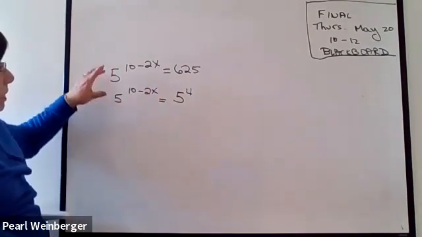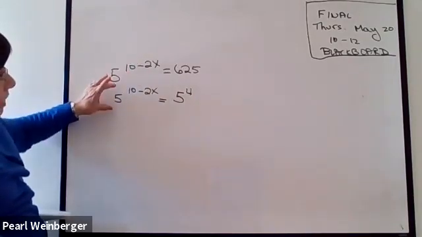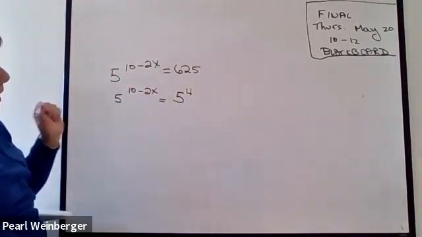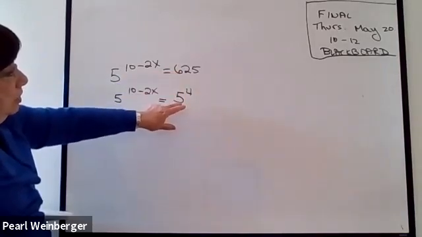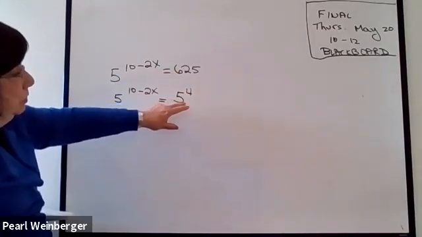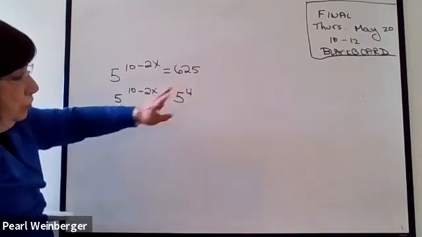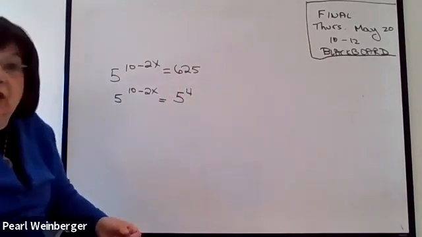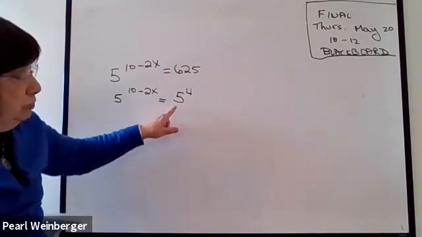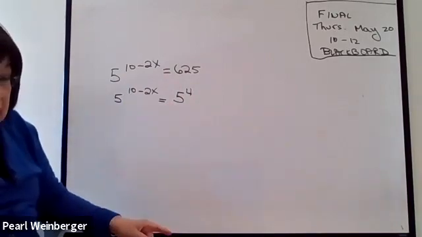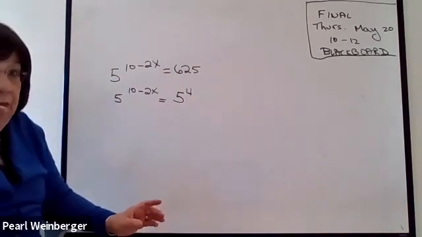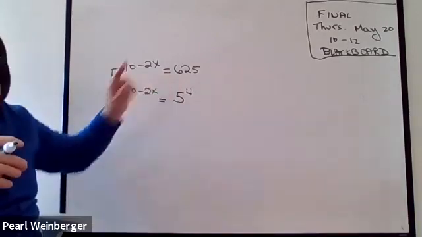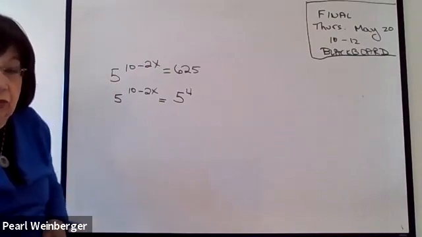So this stays the same. It's 5 to the 10 minus 2x power. And this we rewrote as a base of 5 with an exponent. It turned out to be 5 to the 4th power. You can always check if you've done it right by taking your 5 on your calculator, pushing your exponent button, putting in your 4, and seeing that what you get is 625.